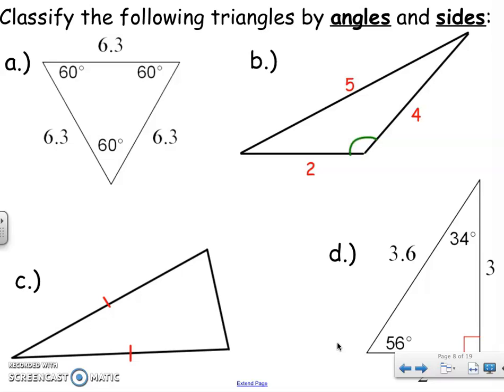So why don't we look at some practice? So I've got A, B, C, and D. I want you to classify them by their angles. So give me one vocab word for that, and then give me one vocab word for sides. Okay, so try those, press pause, and then we will go over them.